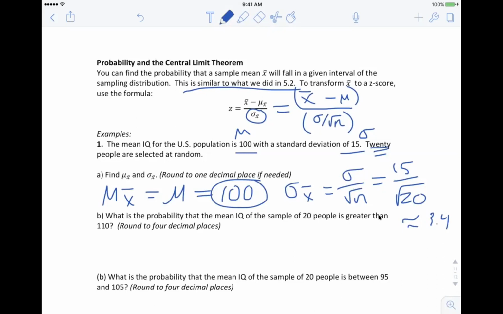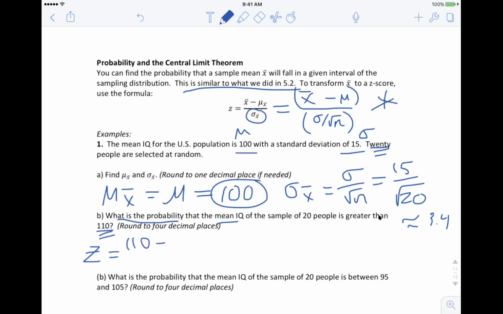And then question B, what is the probability? As soon as it starts asking you what is the probability, you're probably going to have this two-step process where you're going to have to find the z-score first and then convert that z-score into an area under the standard normal distribution using StatCrunch or the table. So first find the z-score. And we're going to use this formula up here. For x bar, always look to the question. This one's talking about the mean being greater than 110. So I'm going to use 110 for the x bar.